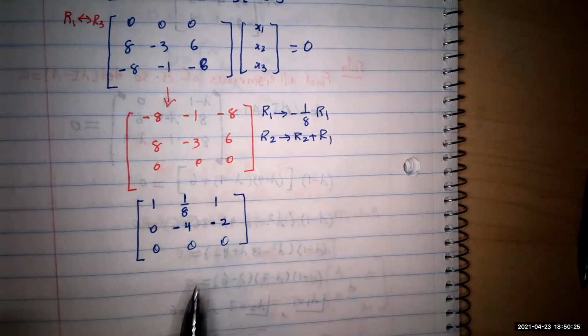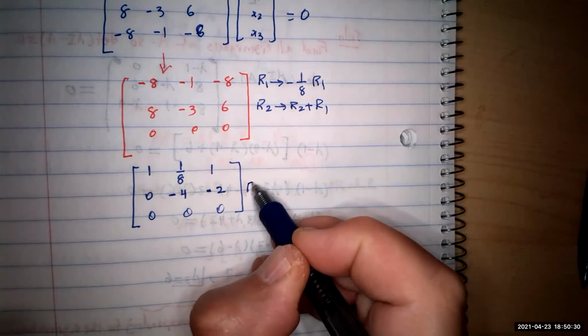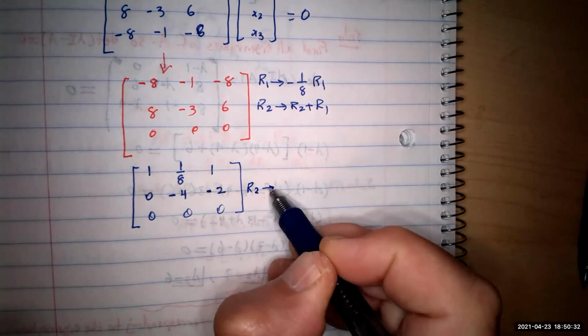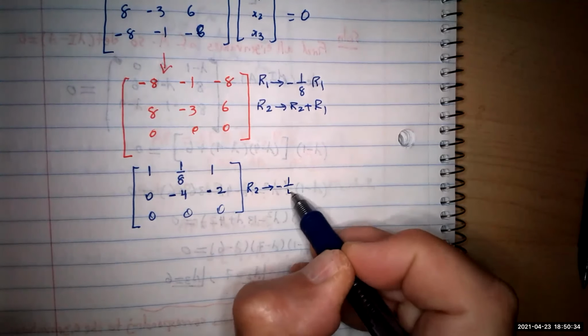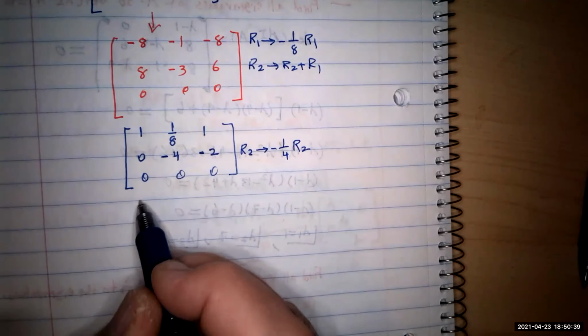Okay, so we got the 1 here. So we change this one to get the 1 in the second one. So this is going to be R2. We change it into the negative quarter of R2. Then we'll be almost done.